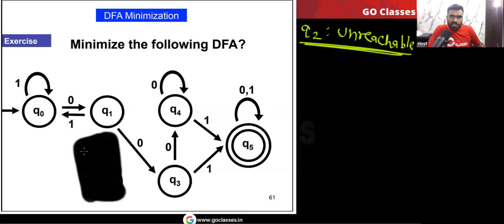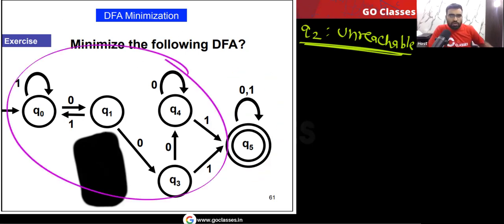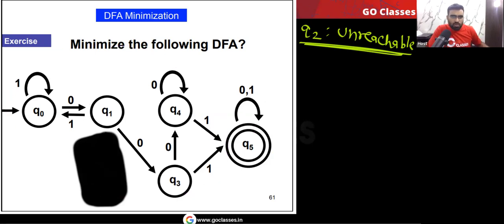Okay. After this state is gone, now you tell me which states you will check. This is the only final state, so there is nothing to check with Q5. You are going to check Q0, Q1, Q3, Q4. Yes or no? So tell me, what about Q0, Q1?